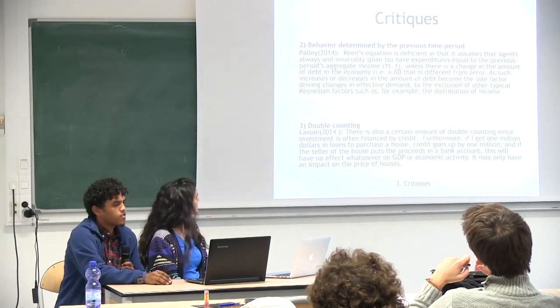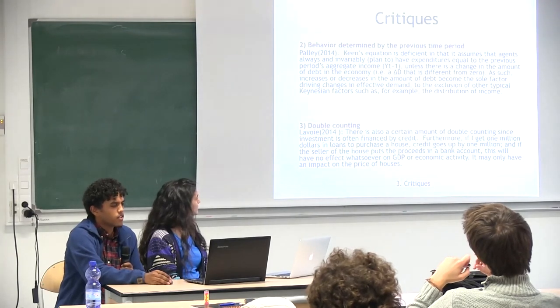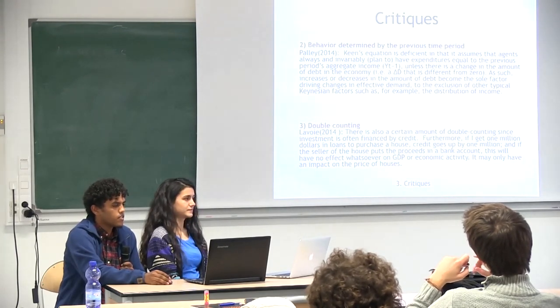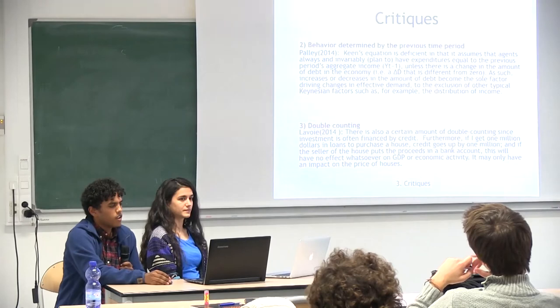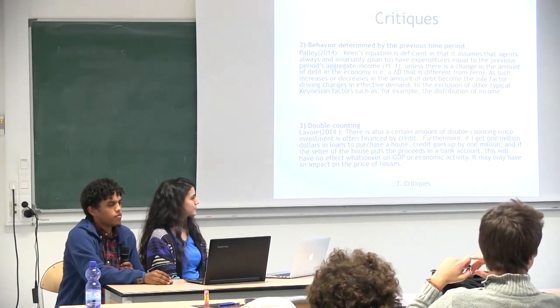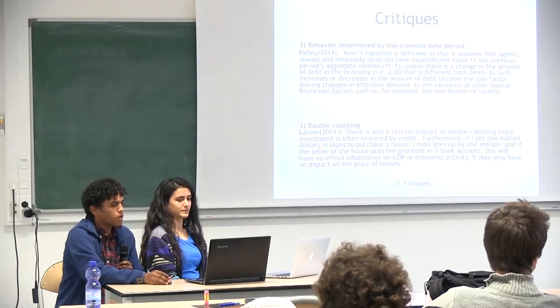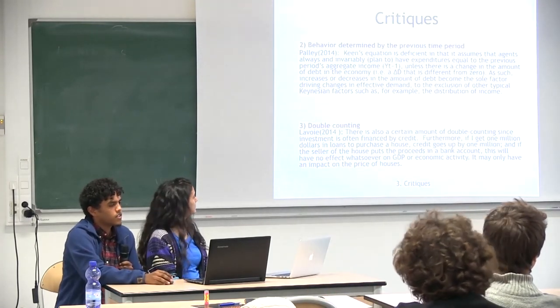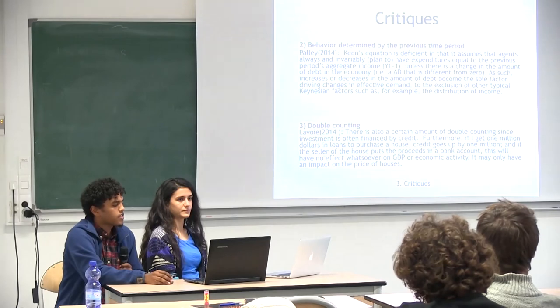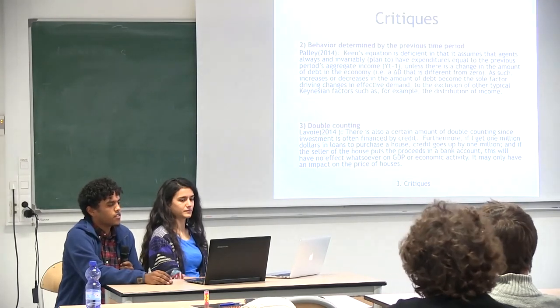The third critique relates to what seems to be double counting in Professor Keane's schema, since investment and consumption as components of GDP can be financed by credit or debt. This seems to pose a problem when considering Professor Keane's equation that aggregate demand equals GDP plus change in debt.